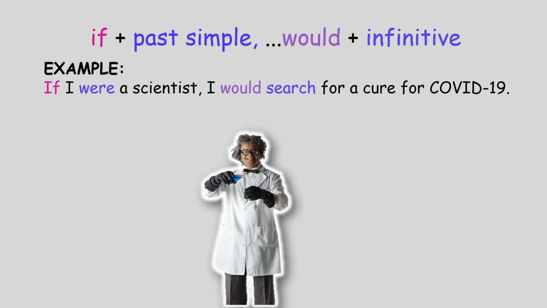For example, if I were a scientist, I would search for a cure for COVID-19. So we have two parts to the sentence: the if clause, if I were a scientist, and in the if clause we have if plus the past simple, which in this context is were. Then we have the main clause that has would plus infinitive. I would search for a cure for COVID-19.